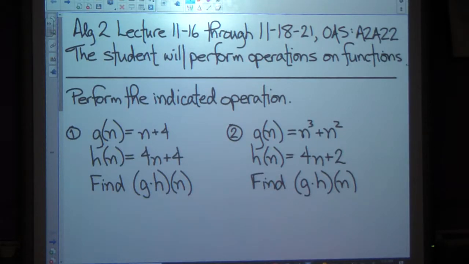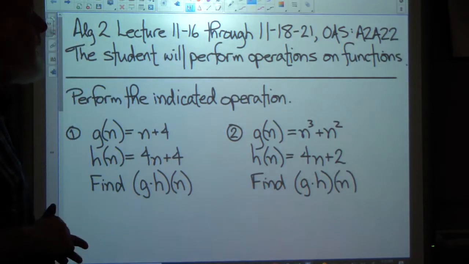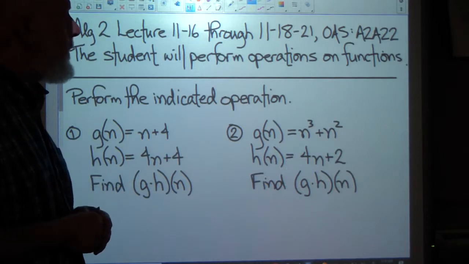All right. Looks like we have Algebra 2, Lecture 1116 through 1118, just before the Thanksgiving break. OAS A2A22, the student will perform more operations on functions.